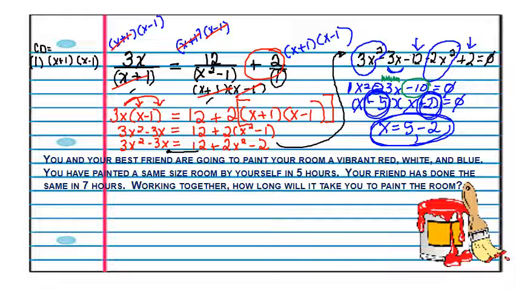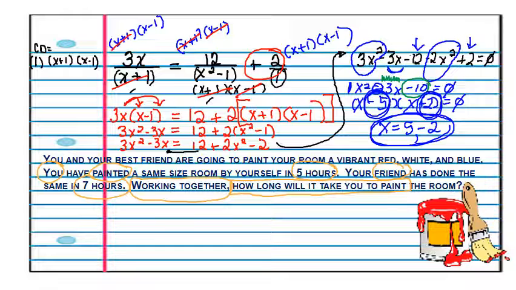Okay, let's use a little bit of the buck system. The first thing that you're going to do is, what is the question? Box out the question. How long will it take you to paint? All right. Important information. Let's see. Painted. You painted in 5 hours. Your friend has painted in 7 hours. Working together.